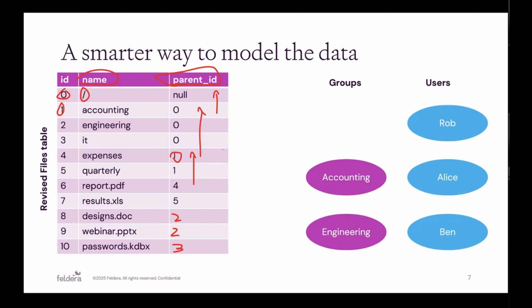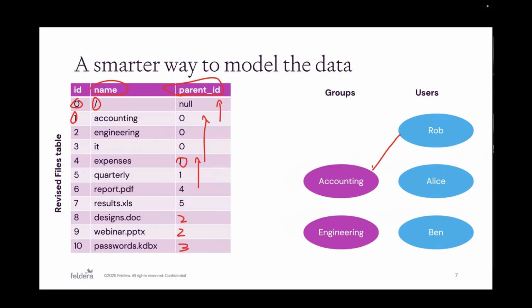And so now, what would happen is if we want to add Rob to accounting, we would still do exactly the same thing as before. We would insert him into the members table. And let's say we wanted to give Rob, or the accounting group really, access to all of the accounting folder. So all we need to do now is insert one entry in our group can write table that says accounting has access to this folder here with ID 1.